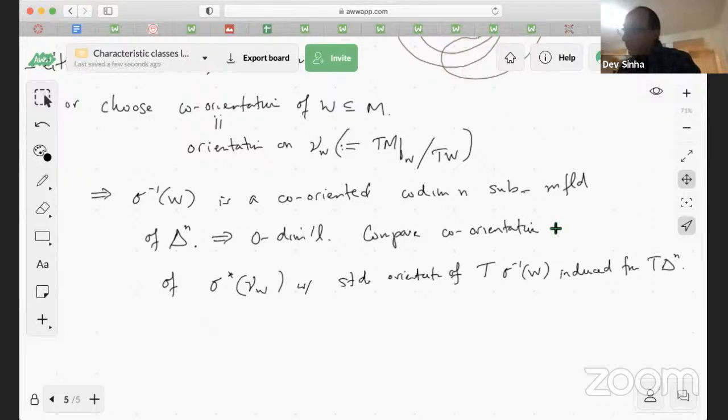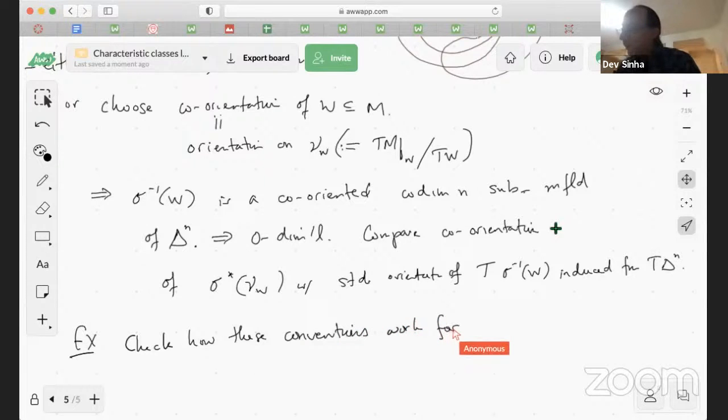So here's a little exercise. Check how these conventions work for, say, M again is R2 minus 0, and W is the positive x-axis. In other words, I'm crossing the positive x-axis. What are going to be the positive crossings and what are going to be the negative crossings when I unravel these definitions? A word about co-orientation.